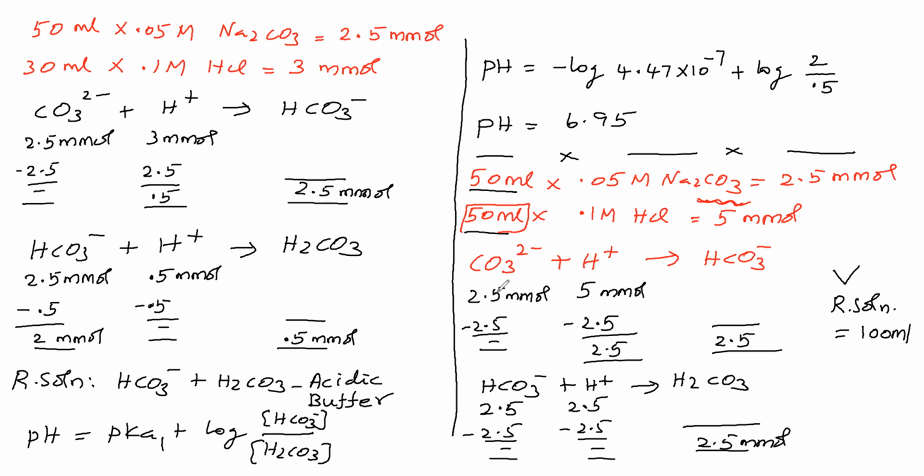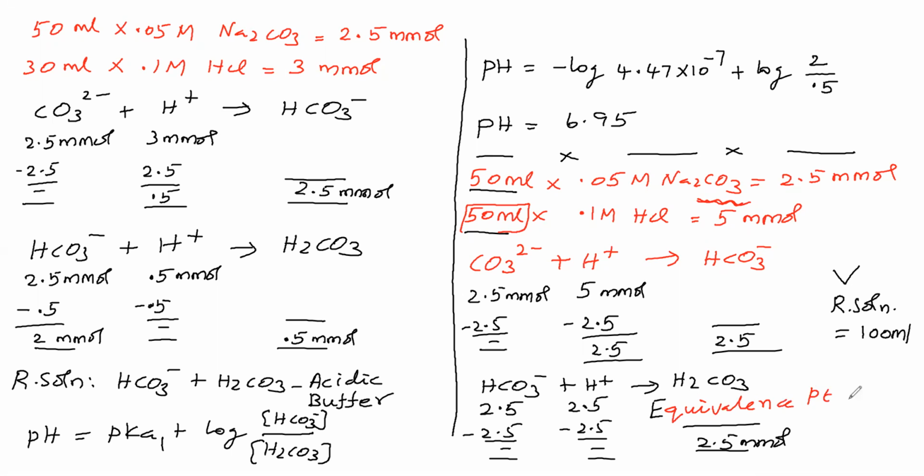How much carbonate have you taken? Everything is converted into bicarbonate, we said. Then this bicarbonate is taking H plus and becoming carbonic acid. Here in this step, all the bicarbonate has converted into carbonic acid and no H plus is remaining. That means the reaction is completely over. Therefore, we can call this an equivalence point.